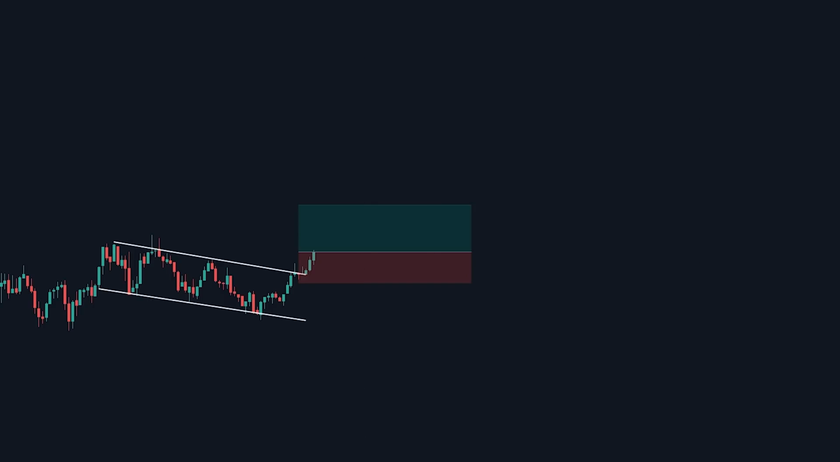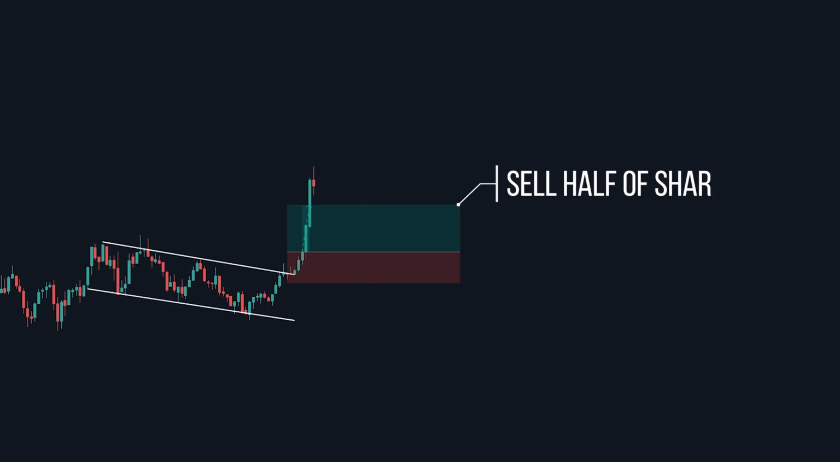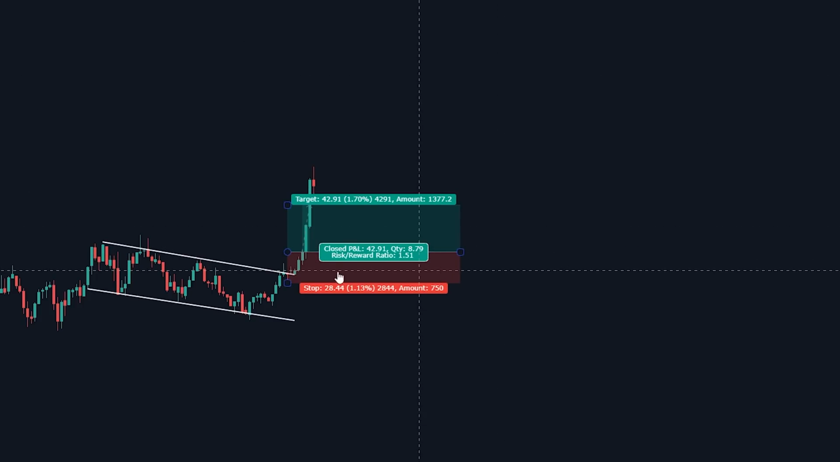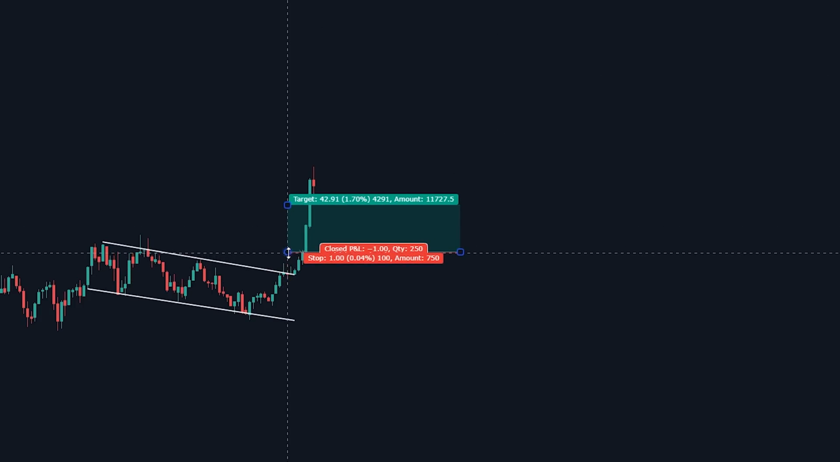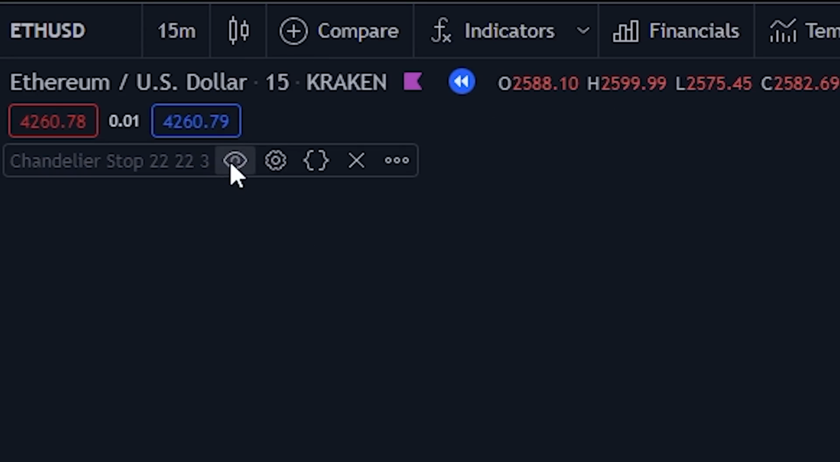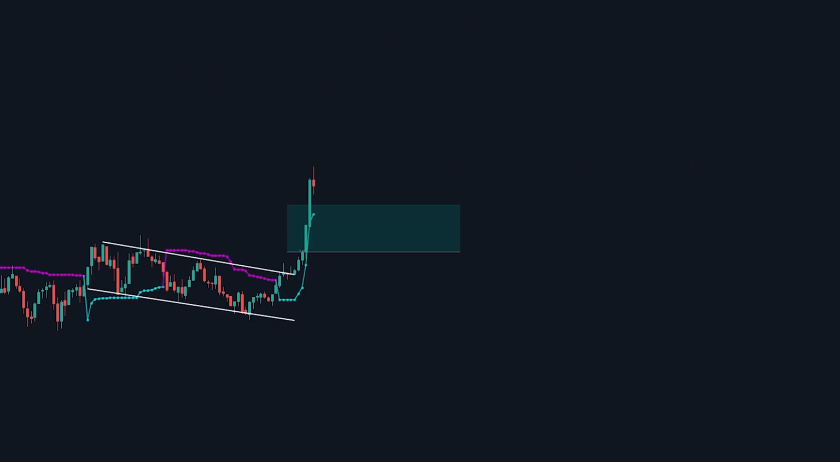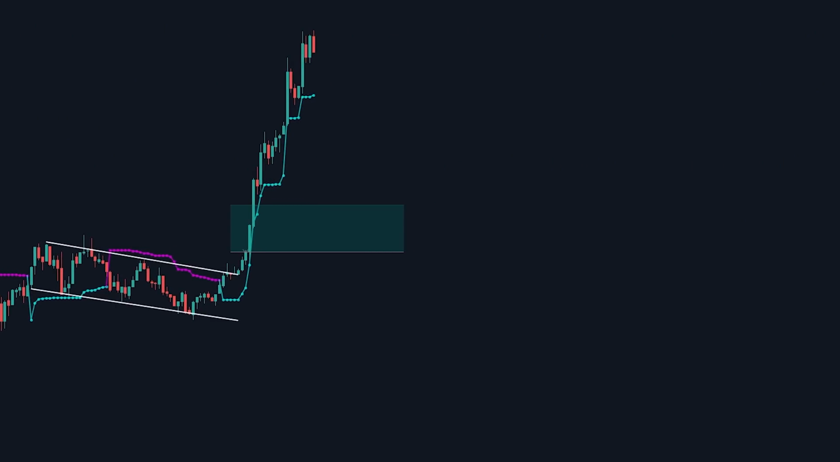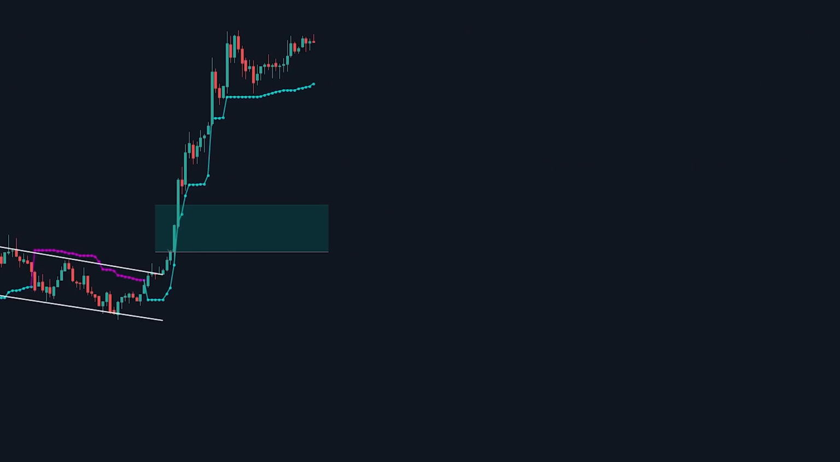We then wait for the price to hit our take profit, then we sell half of our shares. After we sold half of our shares, we move our stop loss to our old take profit mark. Then we turn on the chandelier indicator. We then wait to sell the other half of our shares until the chandelier indicator turns colors. Once it does, we exit the trade.